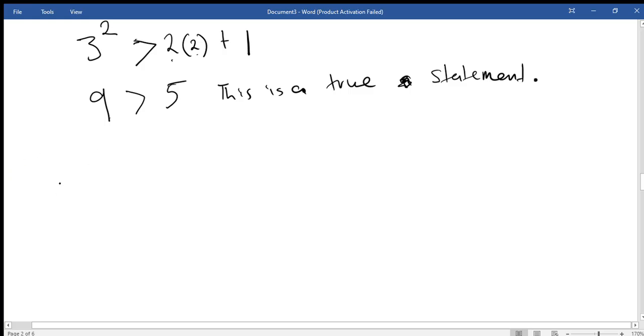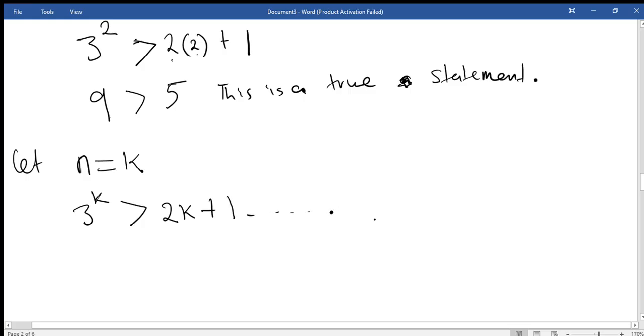We let n be equal to k. So if I let n be equal to k, what is going to happen? I'm now going to have 3 power k greater than 2 multiplied by k plus 1, and we'll take this as our equation 1. That's what we're going to have.